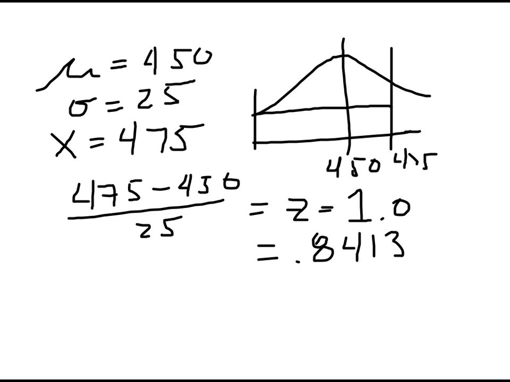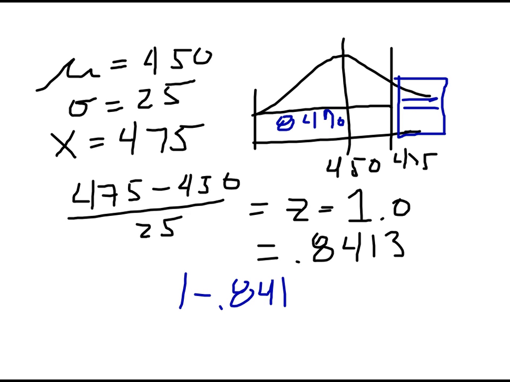The question is asking us the probability of problems if the core is higher than 475 degrees. So we're interested in this piece of the chart. So if this is 84%, then this equals 1 minus 0.8413, which gives us a probability of 0.1587.